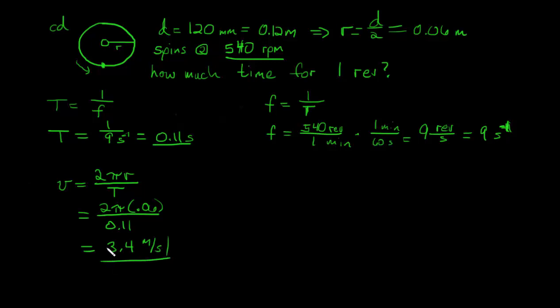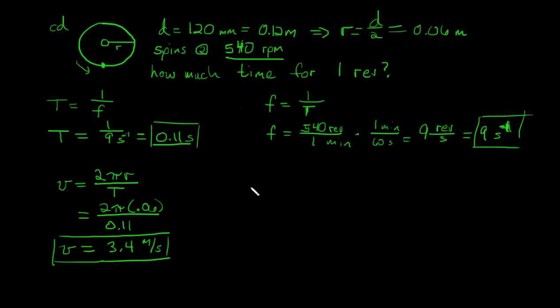So that's the velocity of a particle on the outside edge. Now if it was in the middle, I could divide that by 2, so I'd do 0.03, and that would tell me the velocity if I was on the inside. All right, so we have period, frequency, velocity.